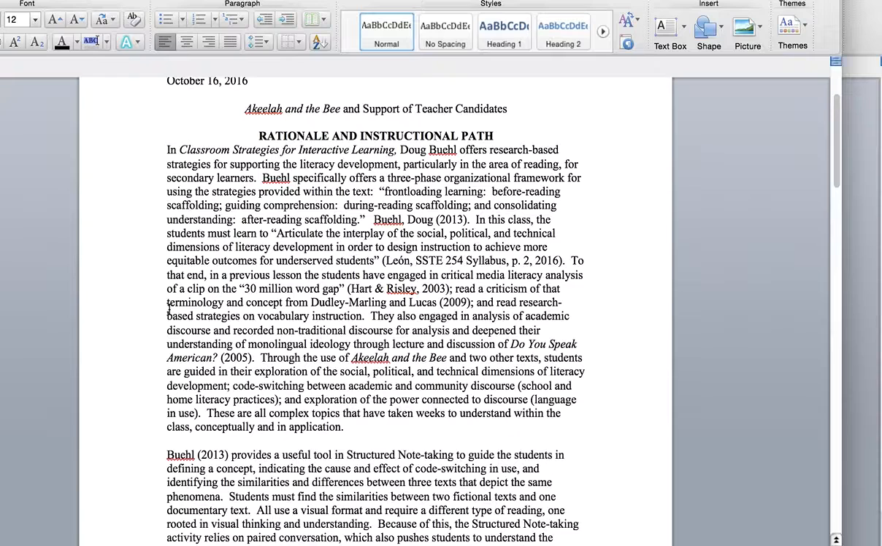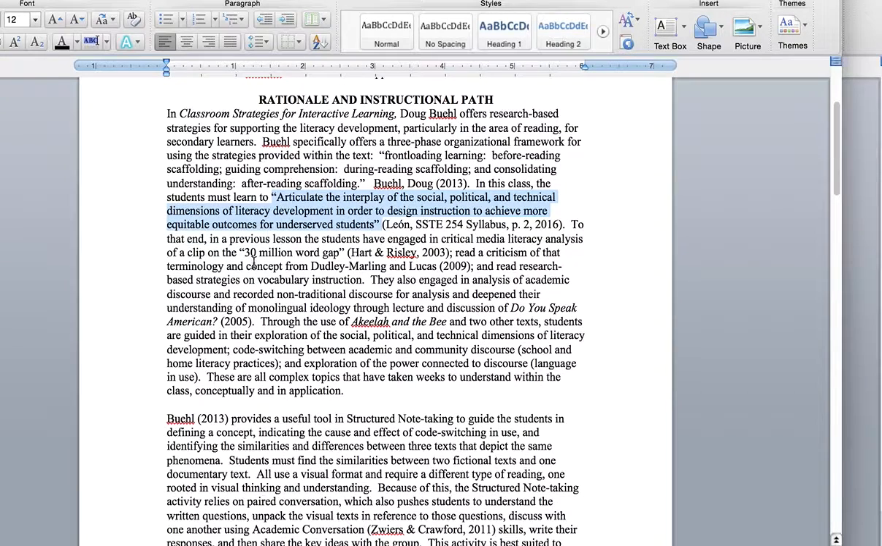So I talk through the strategies from Buell, how Buell offers research-based strategies for supporting the literacy development, particularly in the area of reading for secondary learners, and talking about Buell's three-phase organizational framework for how those strategies are provided in the text. Using that, I then identify, so what's my goal? What's my learning outcome? And here you can see that I've written that in, my learning outcome for this task. And then I describe what we've done up until this point.